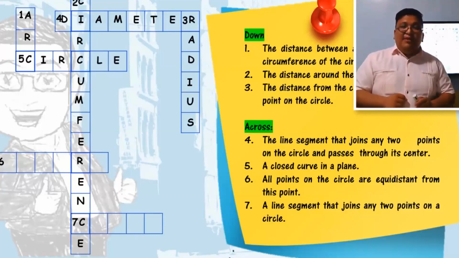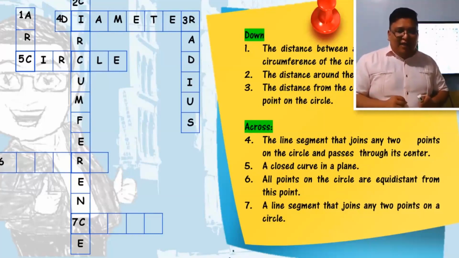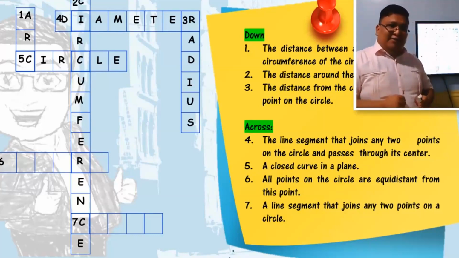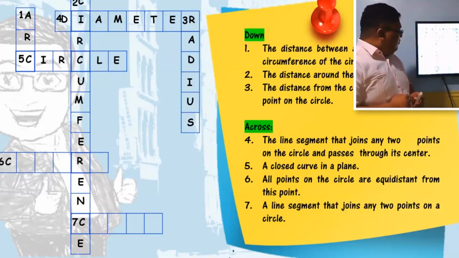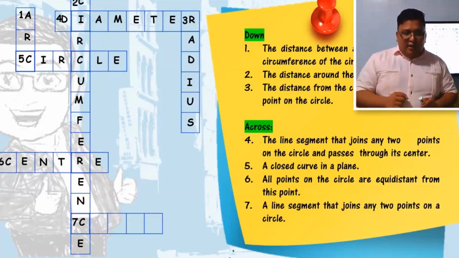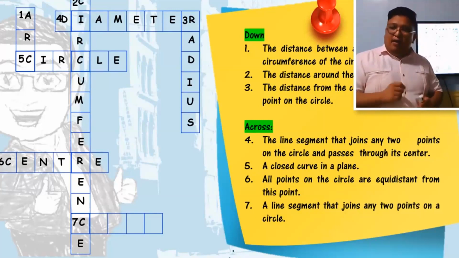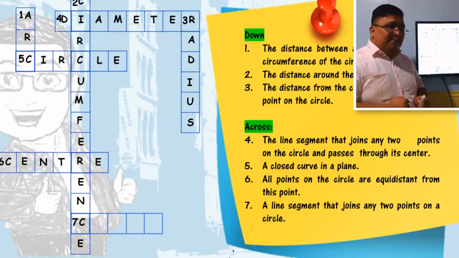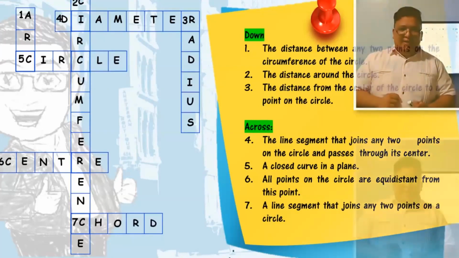Okay. How about number 6? All points in the circle are equidistant from this point. This is a very important part of a circle. Alright, very good. It is the center. Center is all points on the circle are equidistant from this point. Okay, very good. How about number 7? Very good. It is chord.